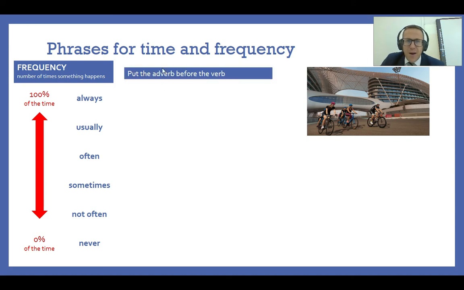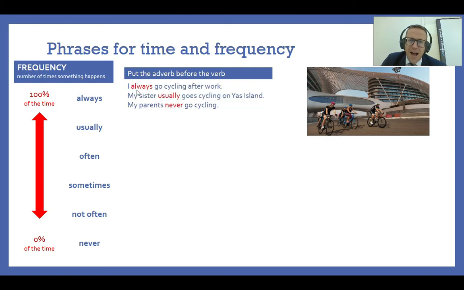Now where do we put the adverb? We put it before the verb. I always go cycling after work. Go is the verb, so always is before. My sister usually goes cycling on Yas Island. My parents never go cycling. So we put it before the verb.